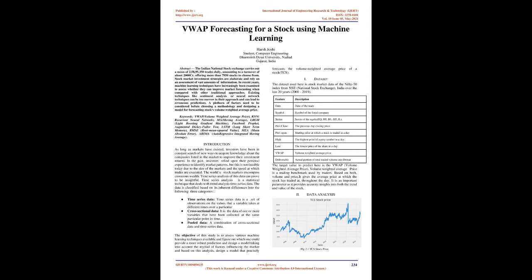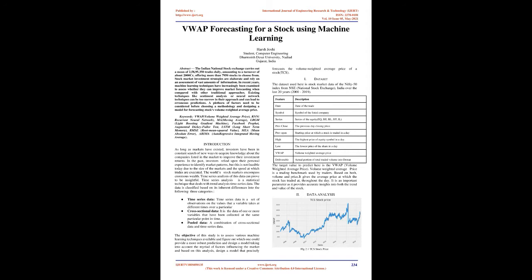Keywords: VWAP, volume-weighted average price; RNN, recurrent neural network; MA, moving average; LGBM, light gradient boosting machine; Facebook Prophet; augmented Dickey-Fuller test; LSTM, long short-term memory; RMSE, root mean squared error; MAE, mean absolute error; ARIMA, autoregressive integrated moving average.